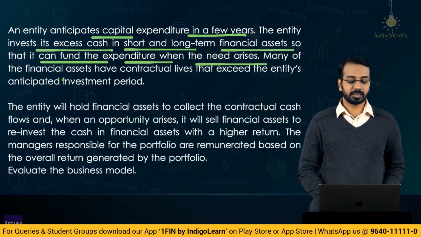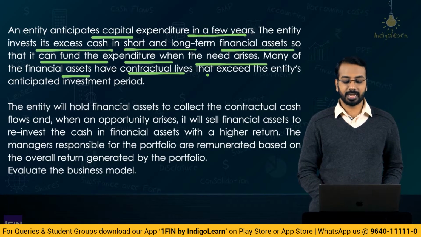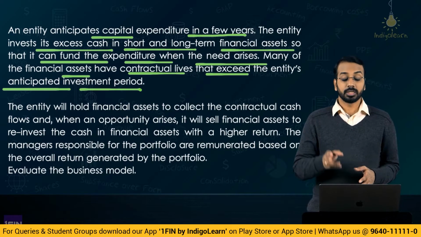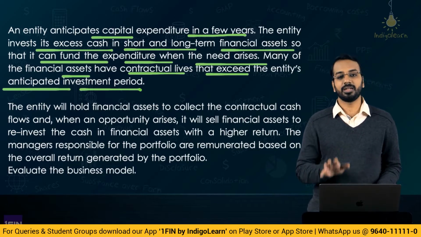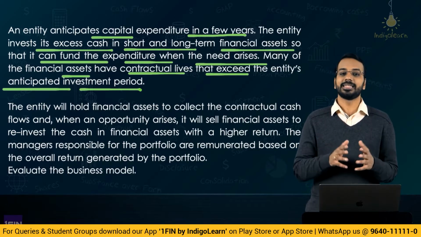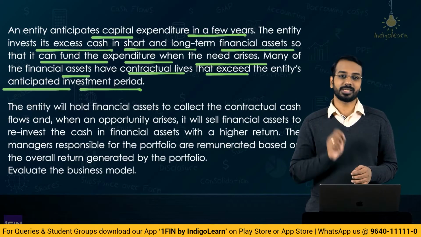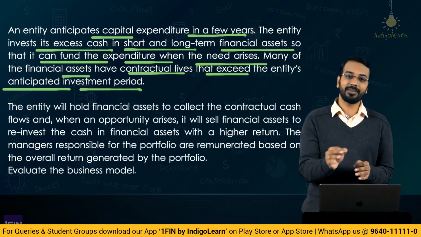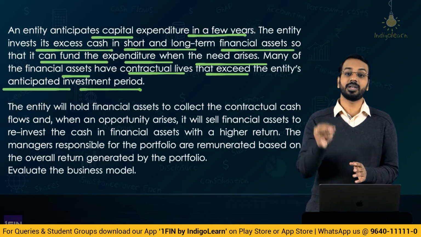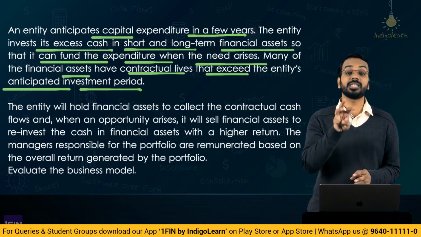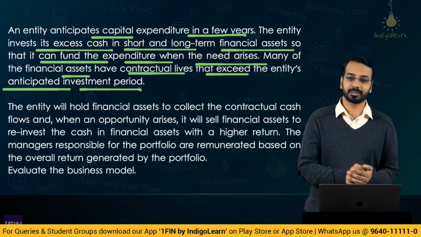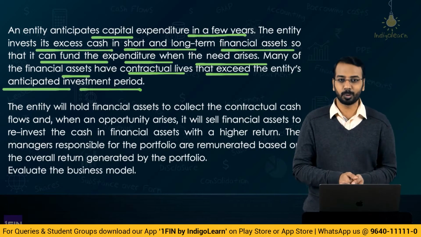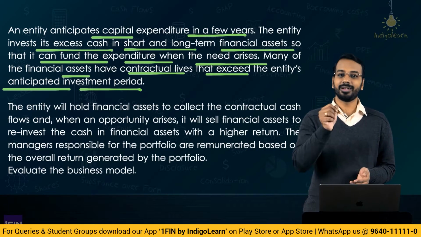Many of the entity's financial assets have contractual lives that exceed the entity's anticipated investment period. What do I mean by that? Say, for example, the entity needs money in 2 years' time, but the contractual life of the financial asset is longer. For example, they have investment in bonds, and the life of the bond is 3 years. So the money will be received only after 3 years as per the contract under the bond. Then how will they get the money after 2 years? They will have to sell the financial asset.